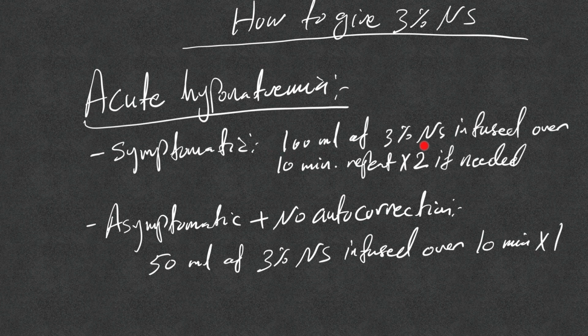If patient is seizing, the seizure has stopped. If the patient is obtunded, the patient started getting more awake and more alert. So you gave the first one, symptoms still there, we repeat the second one, symptoms still there, you repeat the third one, but no more than 300 ml total.